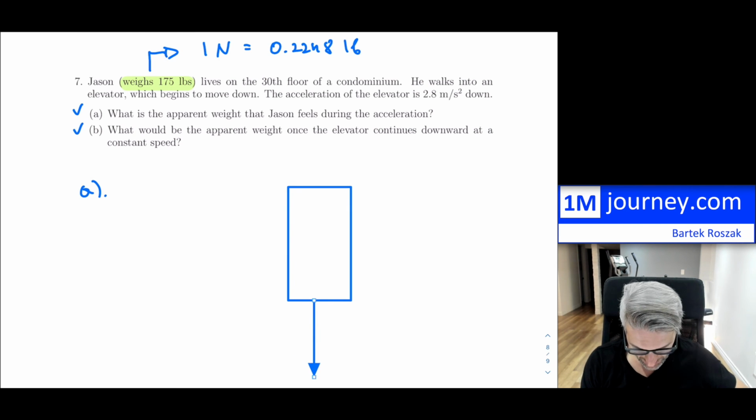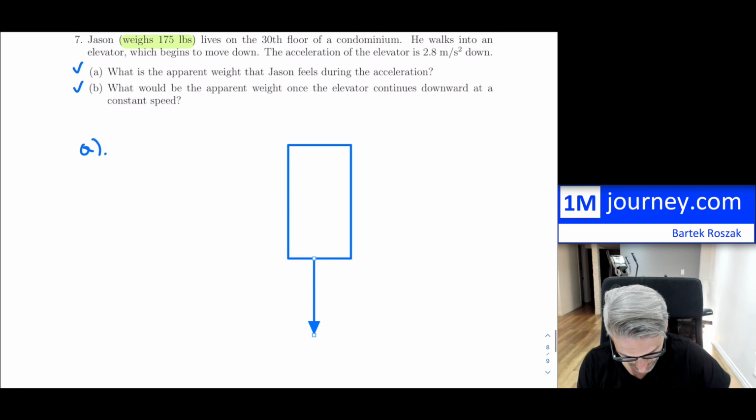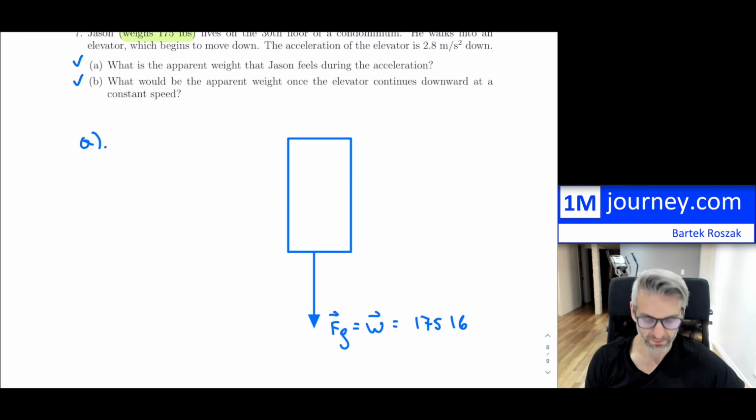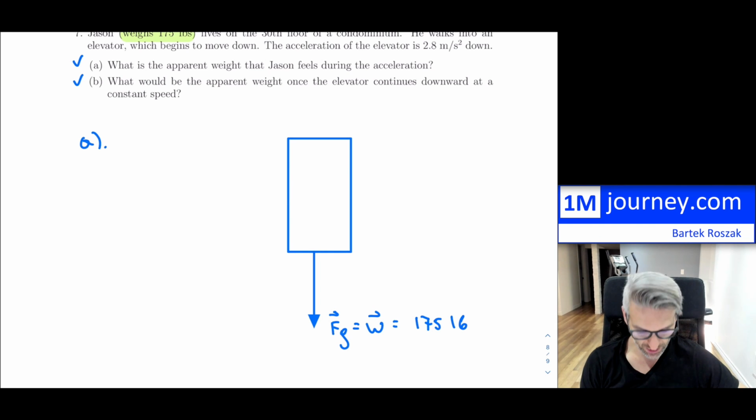So this is going to be down. That's Jason. This is the force of gravity or the weight, whatever you want to label it as. So that's 175 pounds. Now, we don't really want it in pounds if we want SI units, but I'll leave it at that for the moment.